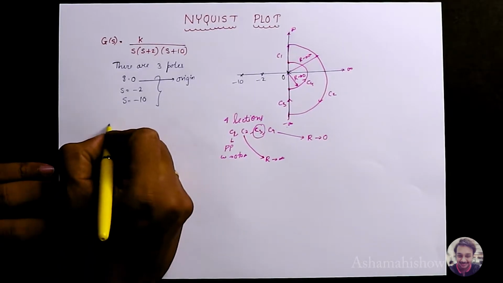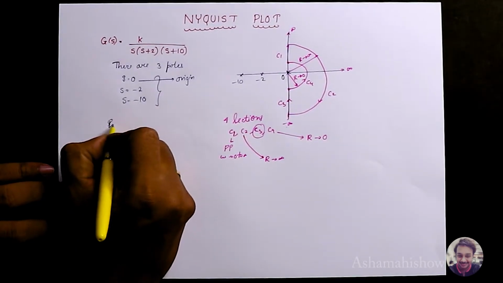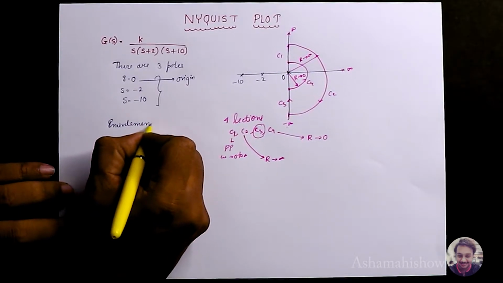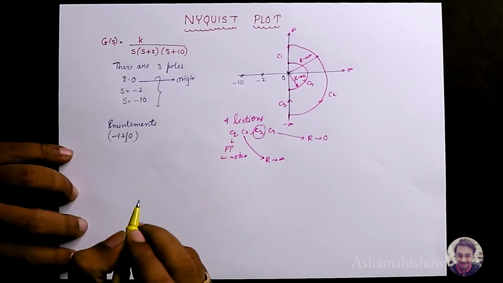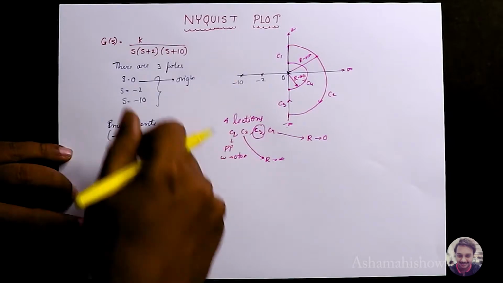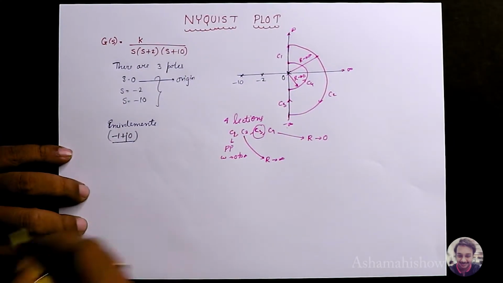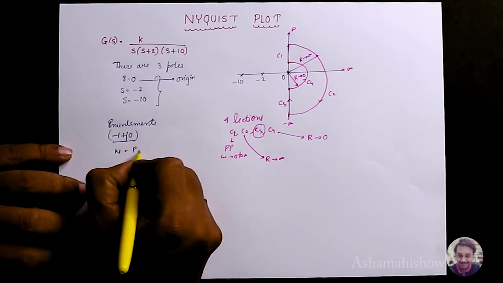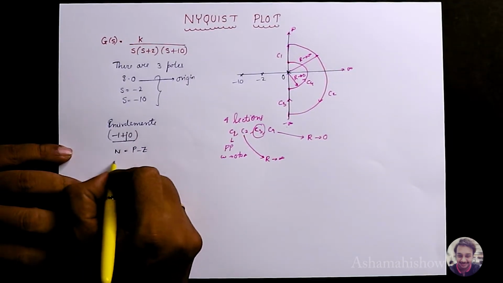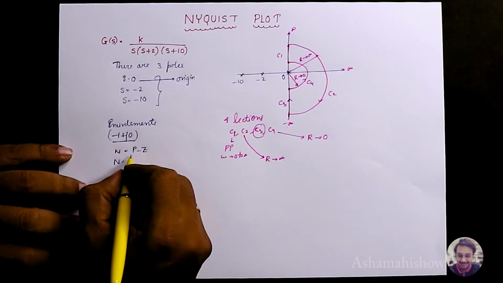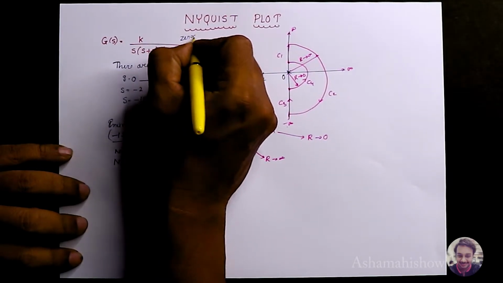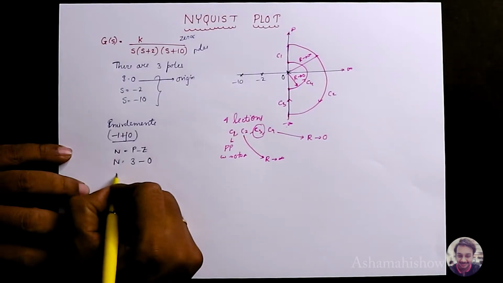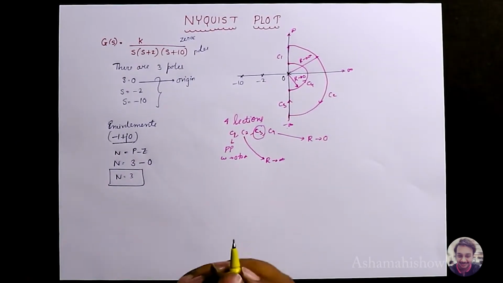We need to find how many encirclements there are. As I told you, to find whether the system is stable or not, we have to see how many encirclements there are around minus 1 plus j0. An encirclement is a round around this minus 1 plus j0. How to find the encirclements? There is a very popular formula, N is equal to P minus Z. P is the number of poles, which is 3. How many zeros do we have? We don't have any zeros here, because zeros are taken from the numerator and poles from the denominator. So 3 minus 0, N is equal to 3. So roughly we will get 3 encirclements. We will see whether it's real or not.